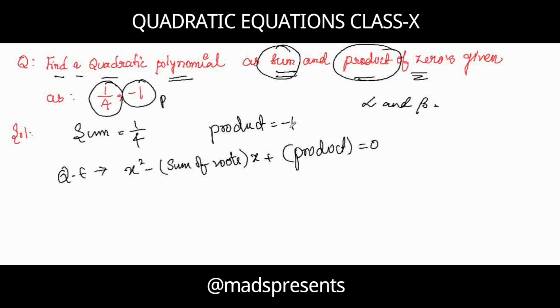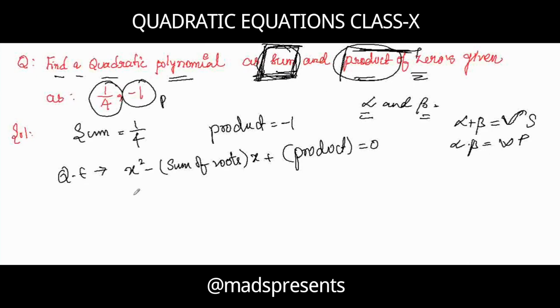In the previous question, alpha was given individually and beta was given individually. That's why we did alpha plus beta. This becomes the sum and alpha into beta becomes the product. So sum and product were replaced in the formula. But in this particular question, be careful. The question is different. Here sum and product are directly given.